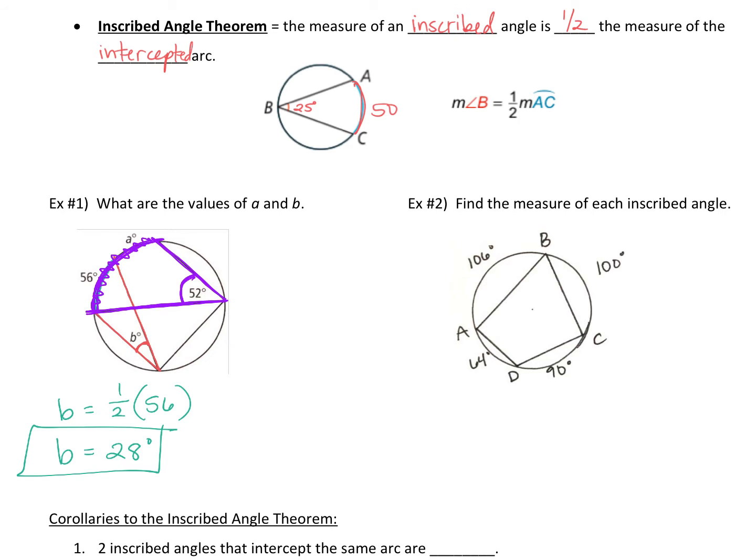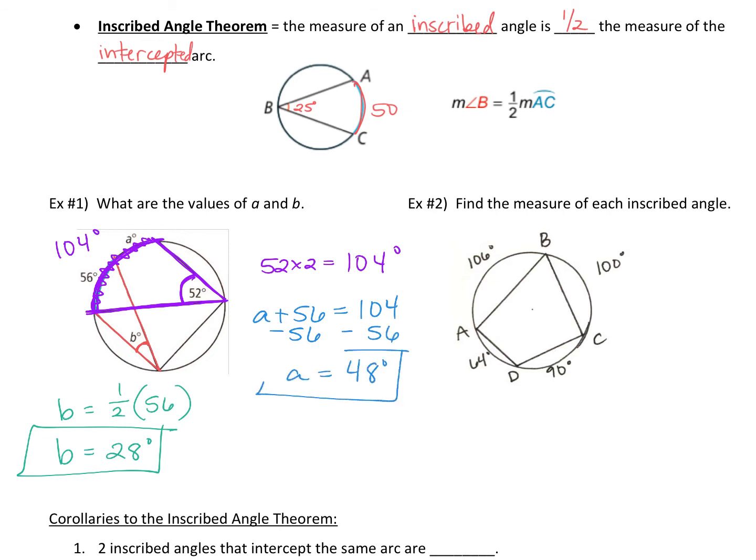How'd you get that? Well, if you multiply 52 by 2, and then you subtract 56, you get A. So the relationship is the angle is half as much as the arc, right? So I have to double the 52 to get my arc. So this arc is 104 degrees, but that arc uses A and the 56. So now you're going to say A plus 56 will equal that 104 degree arc. So take away the 56 and you get that A is 48 degrees. That's fun, right? So much fun.